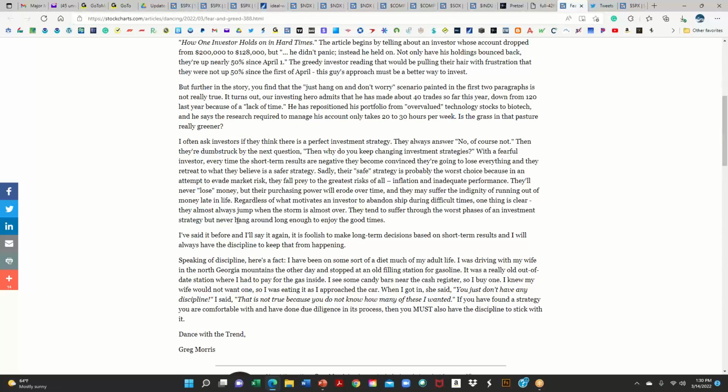But one thing is clear: people abandon ship during difficult times. I see it loud and clear, but they abandon ship when the storm is essentially over. And that's when you suffer through the worst phase of your investment strategy, because you just don't hang around long enough to enjoy the good times. So really, if you're having problems with your investment strategy, contact me and we can work on things, okay?